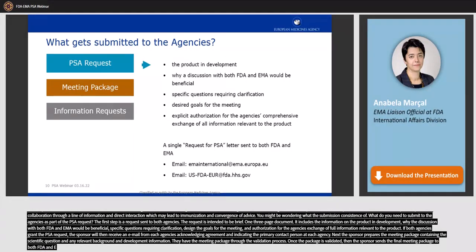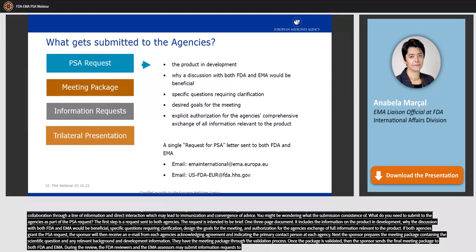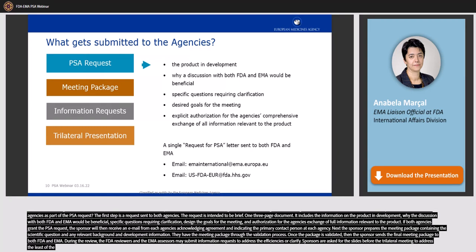During the review, the FDA reviewers and the EMA assessors occasionally may submit information requests to address deficiencies or clarify ambiguities. Sponsors are also asked to submit slides for the trilateral meeting that address the list of issues from the EMA and the preliminary comments from FDA in an integrated presentation.